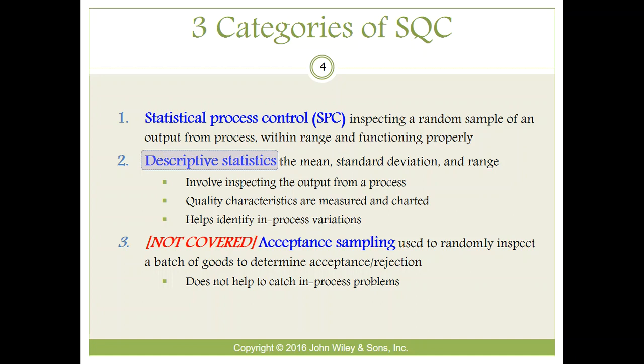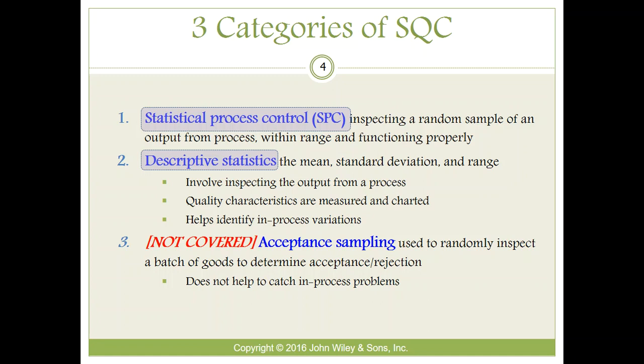Number two that you see here, descriptive statistics. This is something that all of you learn in your business stats and in your other courses, like mean, standard deviation. Then number one is statistical process control, or SPC. This is mainly what we'll be doing in this chapter. We pick one sample of the product, we inspect that, and then we decide whether or not the process is functioning properly. So we'll be talking about that in detail today.